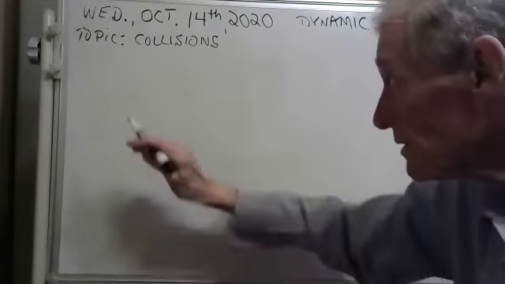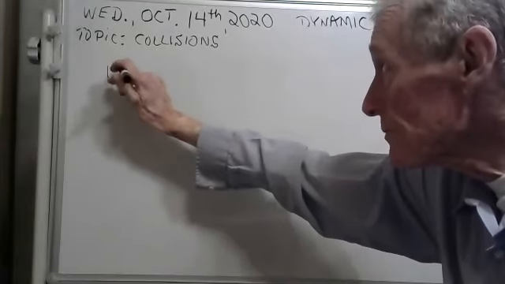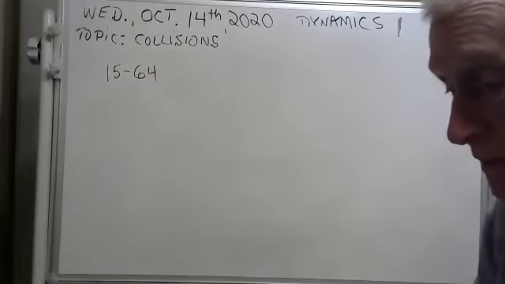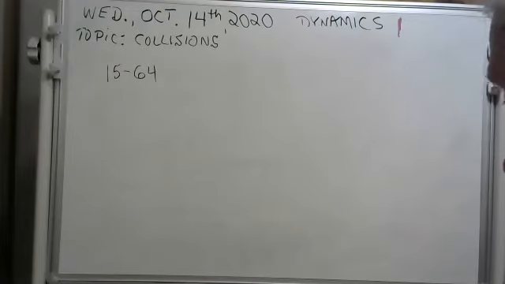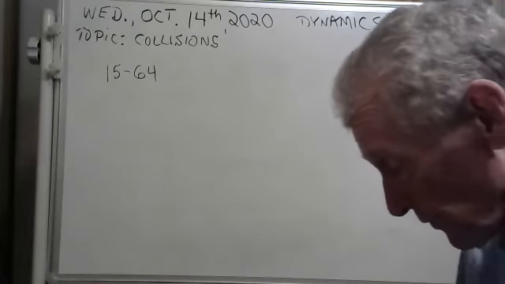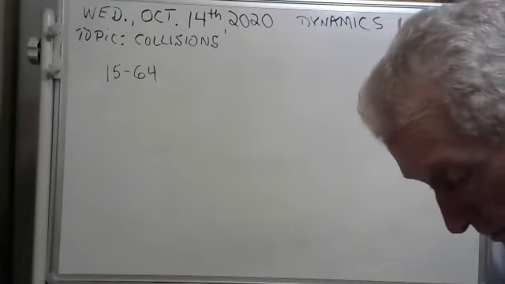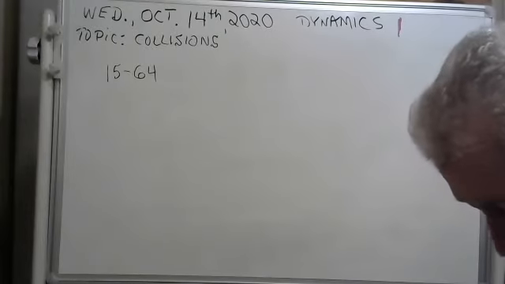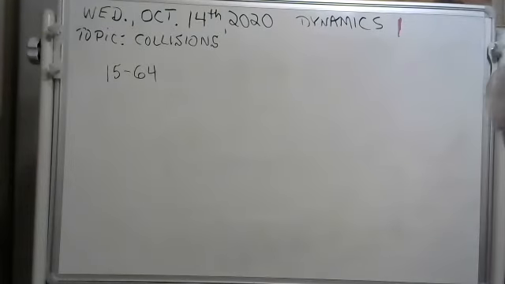Okay, let's do 15.64. And this one we get to use that, what do they call it? Restitution something or other, the coefficient of restitution equation. So help me find it. I've lost my place again. 15.64. Help me find it. I'm snooping around here.